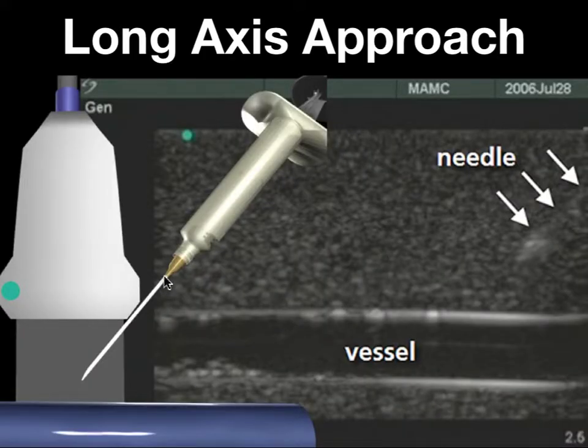You've got the needle entering in the middle of the short face of the transducer. The needle is in line with the ultrasound beam, and the beam is in line with the long axis of the vessel. So here you can see on the ultrasound image the vessel in its long axis, and you can see the needle in its long axis, and here's the needle tip approaching the target vessel.